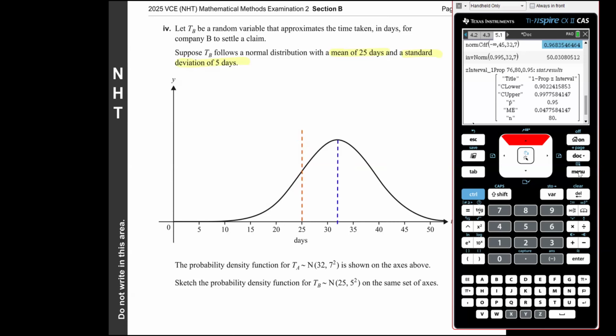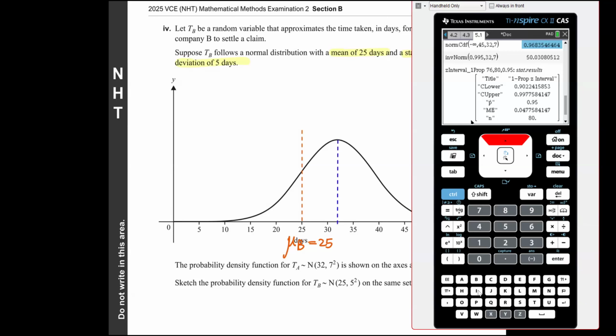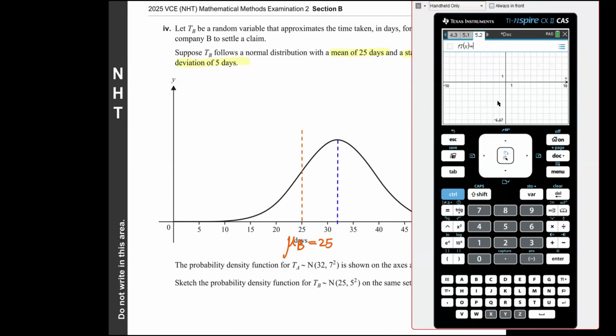So write something here. Mu B equals 25. And for your reference, I will probably press Control I to add a graph. Now, you might want to type something out. It's called normPDF, if I'm not mistaken. I'll put an X here, 32, 7, enter.